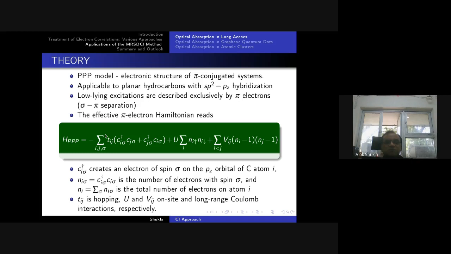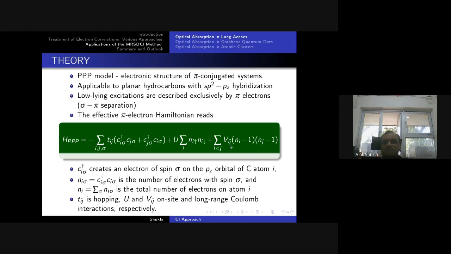The PPP model has three terms in the Hamiltonian. The first is the one electron term, which is also called the hopping, which is there in all the tight binding models. The second term, people from the strongly correlated community will recognize, is the Hubbard U term. That is, when two electrons are on the same site with opposite spin orientations, they feel this Hubbard U repulsion.